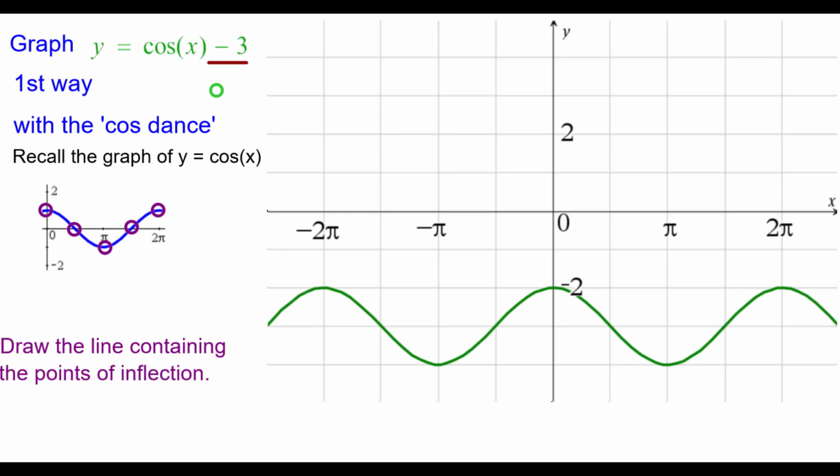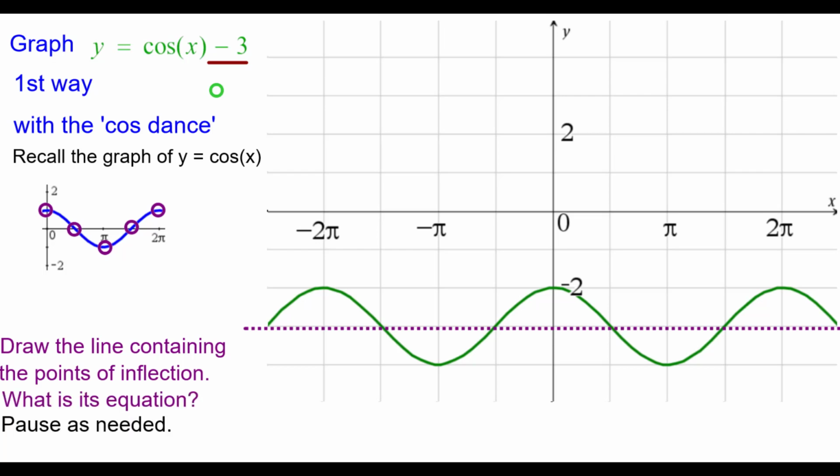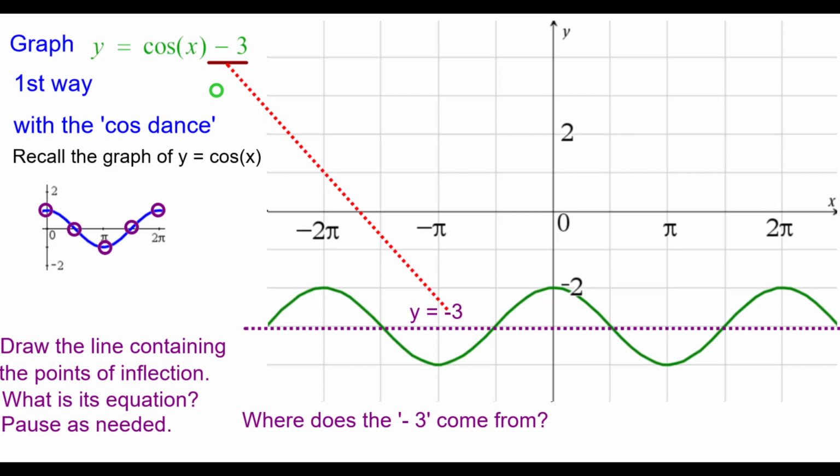Drawing the line that contains the points of inflection helps out here. So what is the equation? Pause as needed to figure out the equation of that line. And it's y equals negative 3. And some of you may say, where does that minus 3 come from? And it comes from that in the equation.